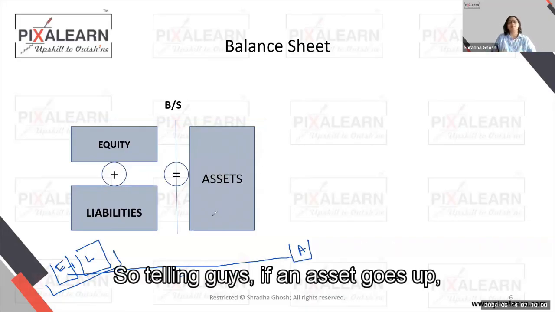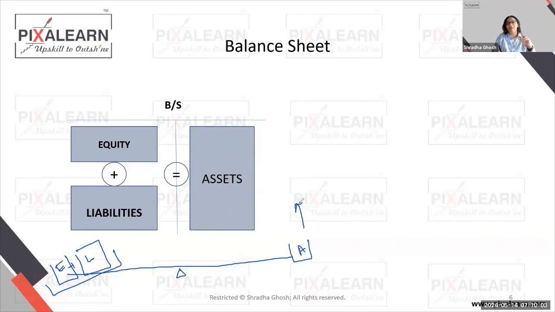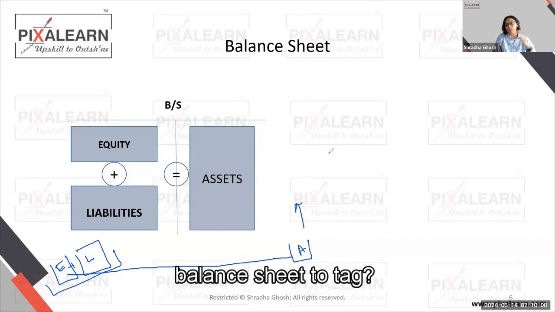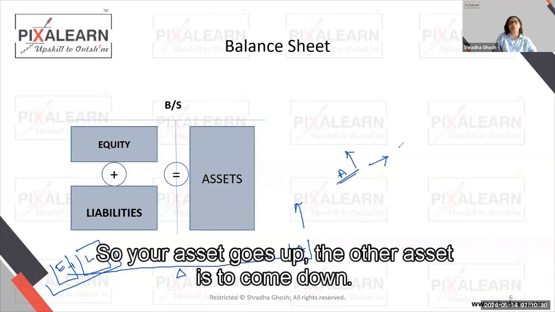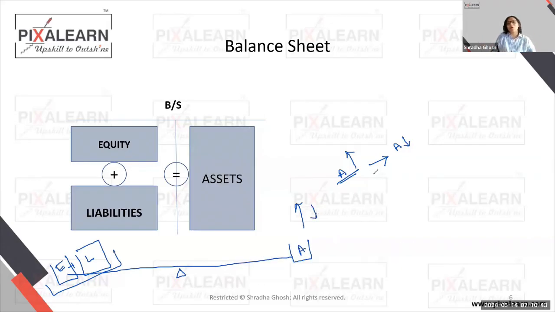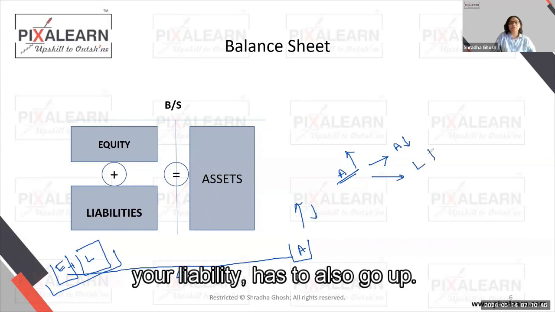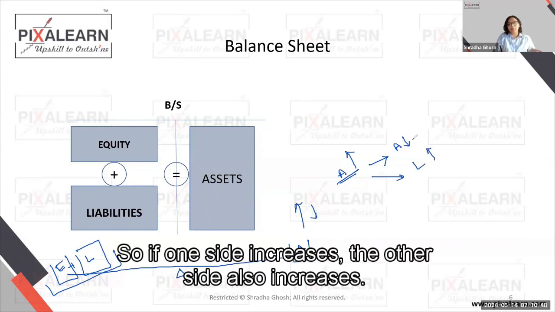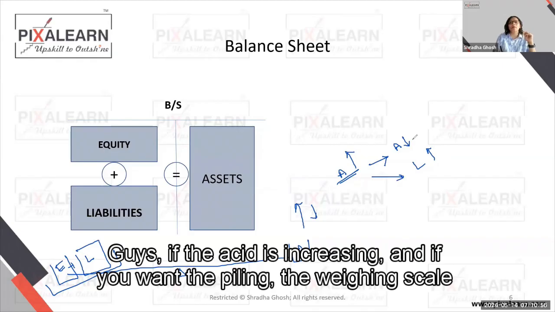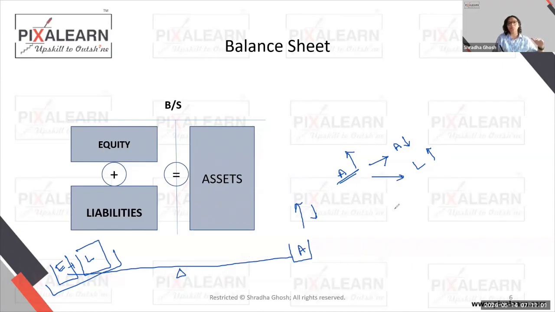So tell me, guys, if an asset goes up, what are the scenarios that can happen for the balance sheet to balance? So your asset goes up, the other asset has to come down. One thing goes up, another thing comes down, it balances. Or your liability has to also go up. So if one side increases, the other side also increases. What is the third scenario? What is the third scenario, guys? If the asset is increasing and you want the weighing scale to balance.